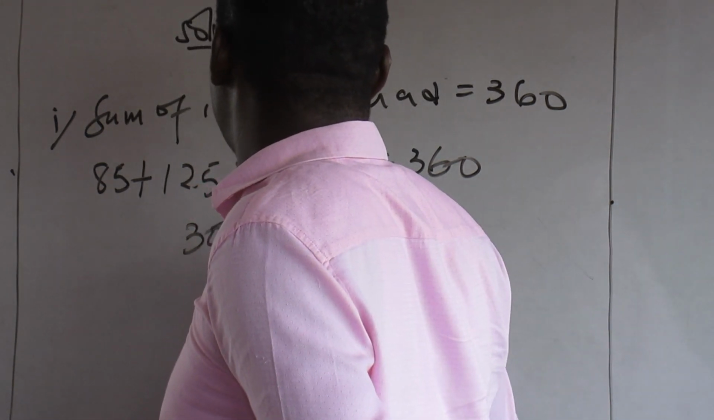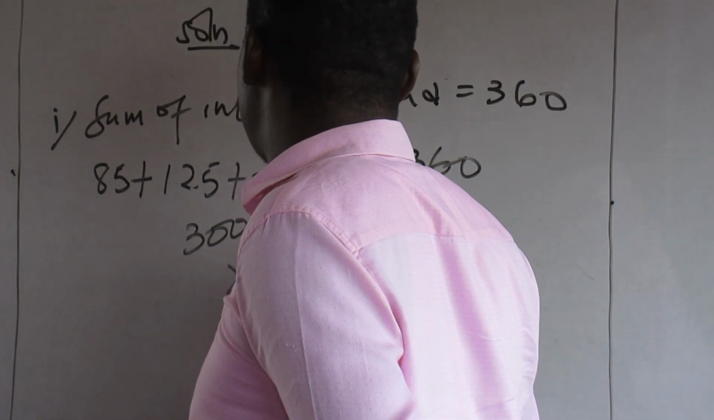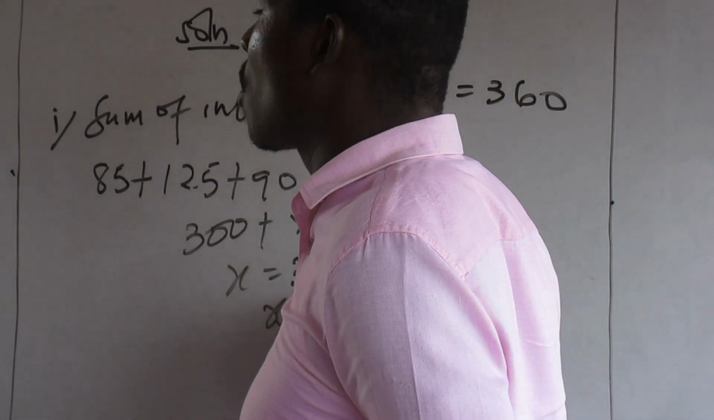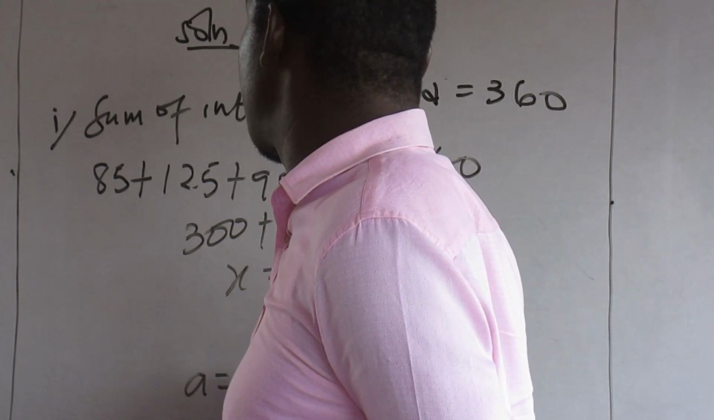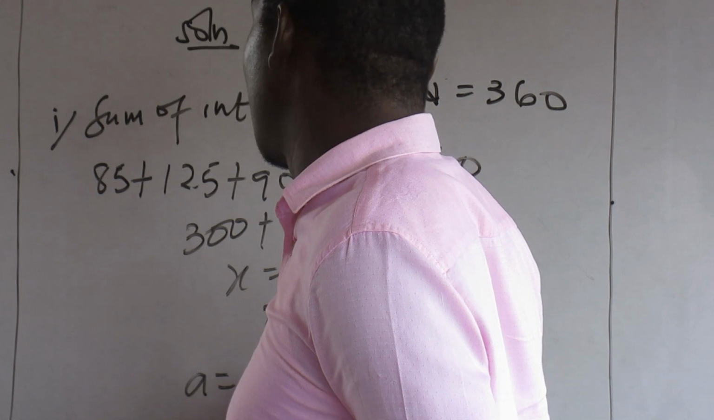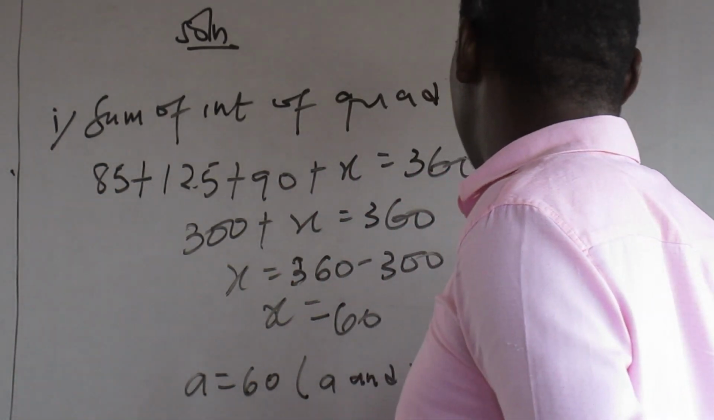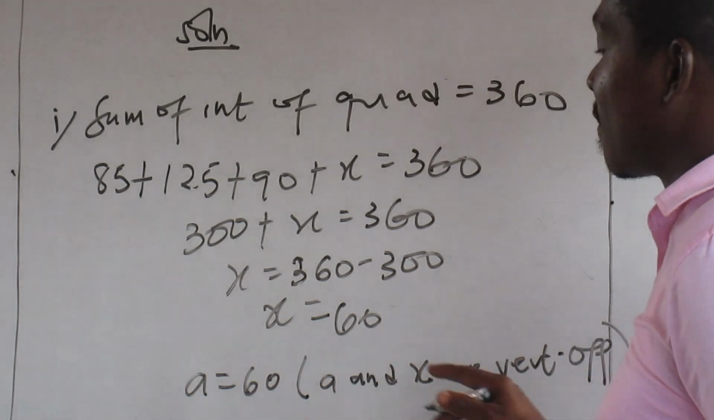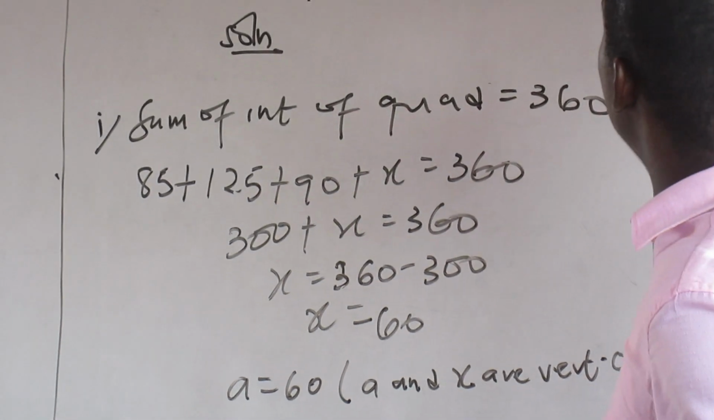300 plus X equals what? 360. X equals 360 minus 300. X is what? Now, A is also equal to 60, right? For A and X, they are vertical opposite angles. So that's it. Are you okay? Happy.